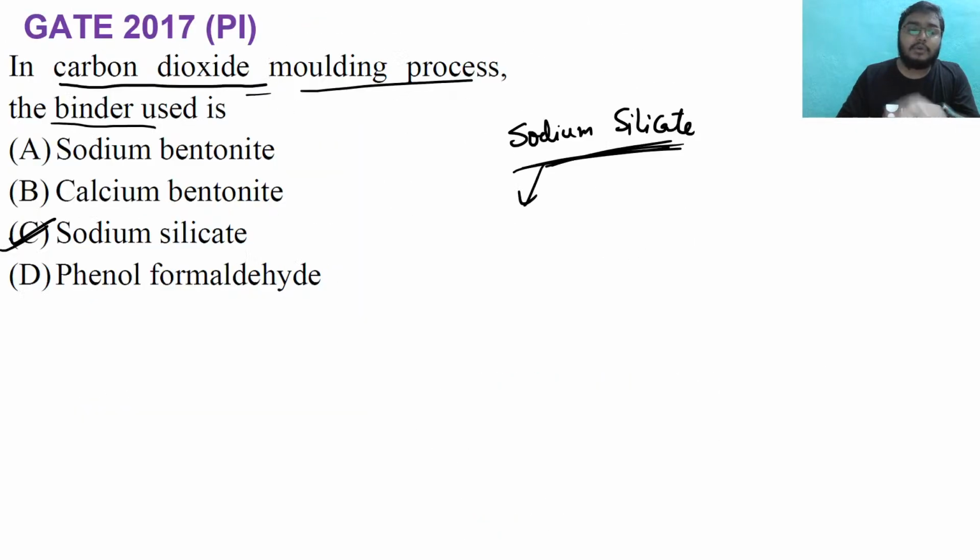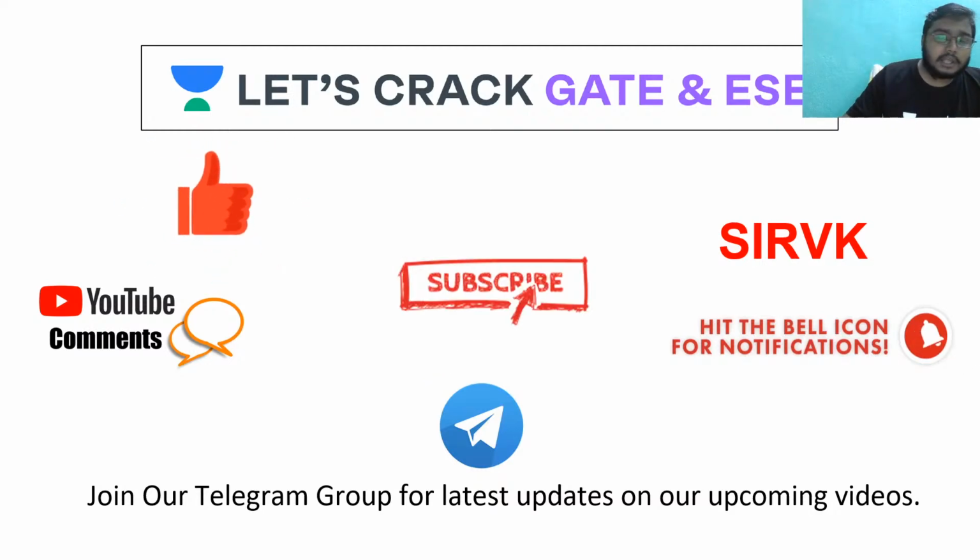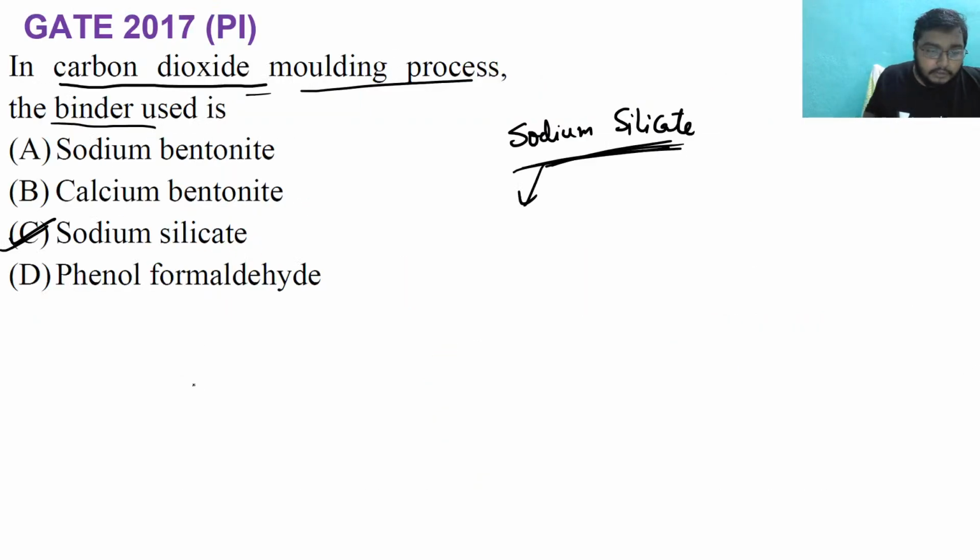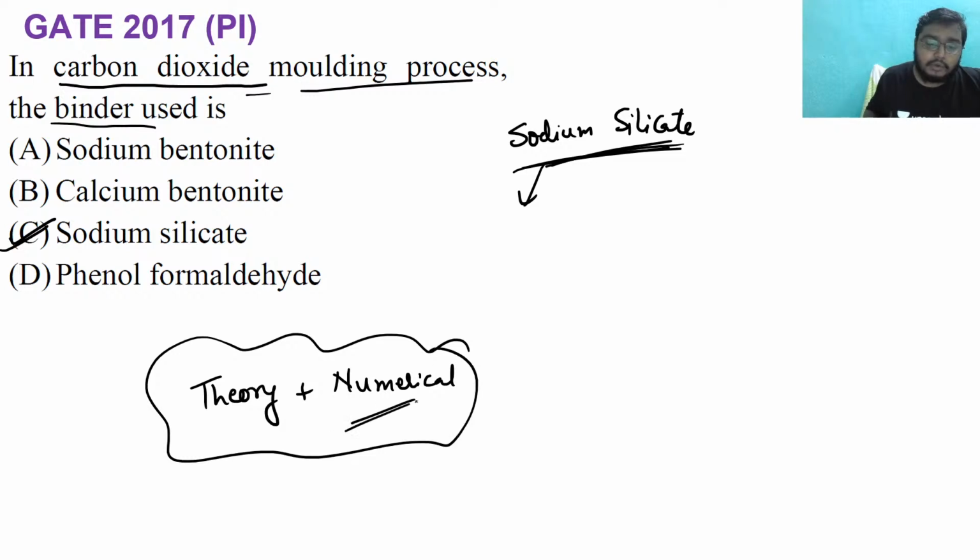So let me again tell you, theories and numericals are very much important for casting. Theory plus numerical, both you have to do. You cannot rely on only numerical or only theory. You have to do both of the things in casting. I have tried to incorporate almost everything here.